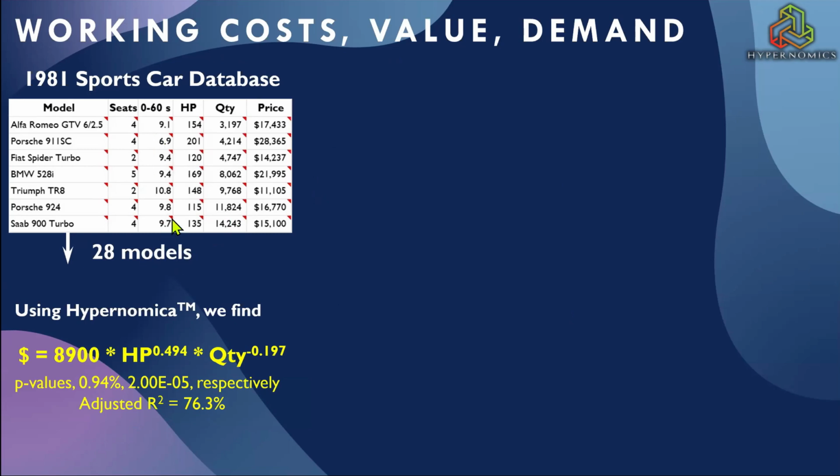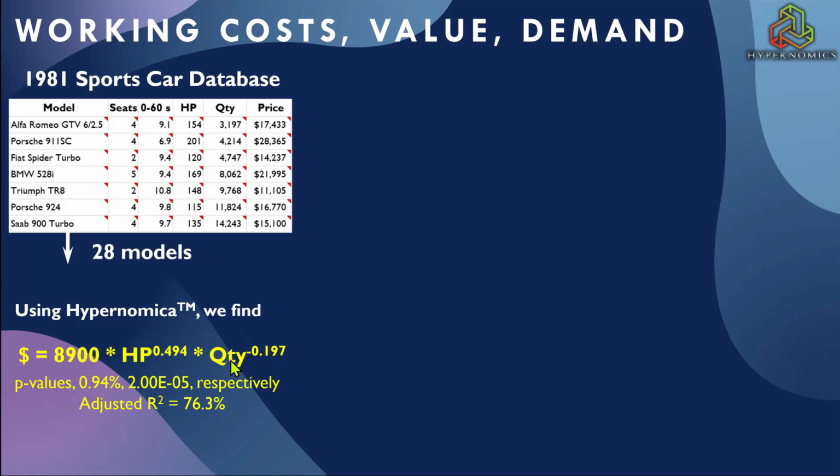So we pulled 28 models and we looked at horsepower, quantity, seats, 0 to 60. And using our software, we discovered that the value of the car was this constant times the horsepower raised to this power times the quantity raised to this power. Now this becomes what we call a product demand curve, meaning that the more of your product that you put out, the less it's worth.